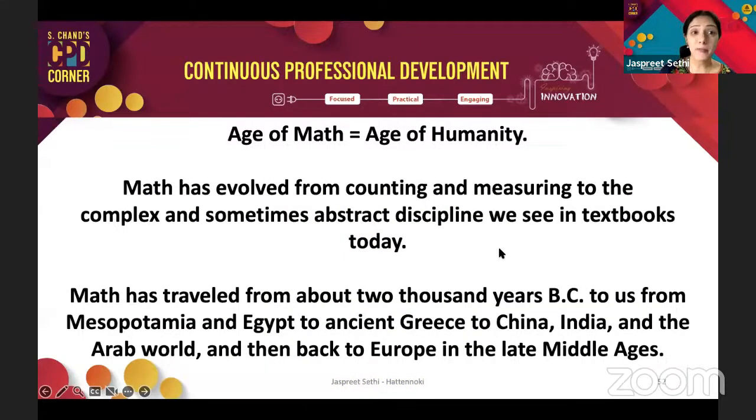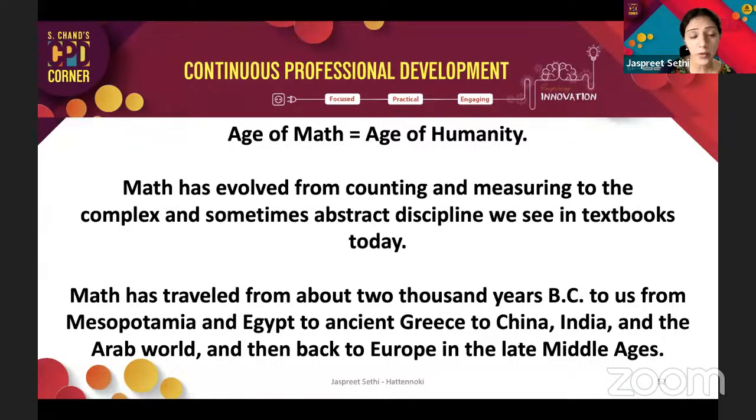So firstly, age of math. How old is math? I get this a lot as a question. When did mathematicians literally think of these formulae, or how did it begin? Well, the age of math is as old as the age of humanity. Math has evolved from counting and measuring to complex and sometimes even abstract thoughts and concepts that we see in textbooks today. And that's why appreciating different cultures is very important.